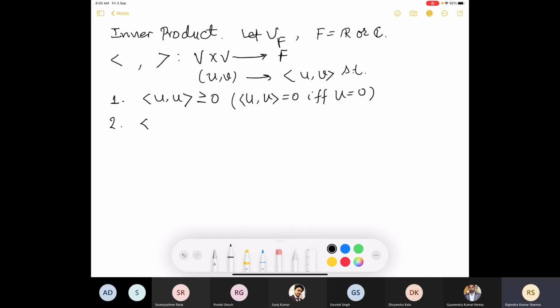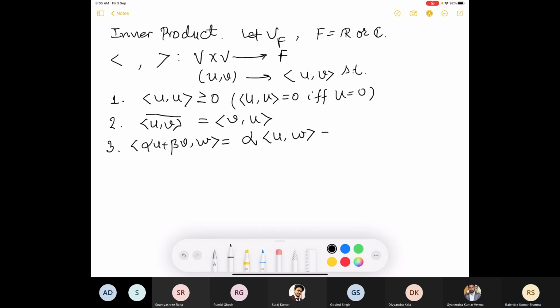And number 2, the complex number U comma V, if you take the conjugate, is same as V comma U. And number 3, alpha U plus beta V comma W is same as alpha U comma W plus beta V comma W. That means it's linear in the first coordinate, for all alpha, beta in F, and for all U, V, W in V.